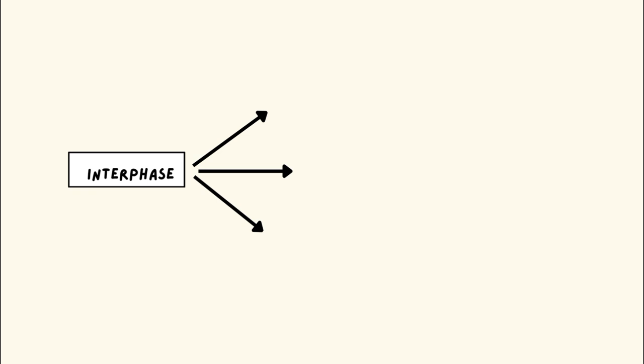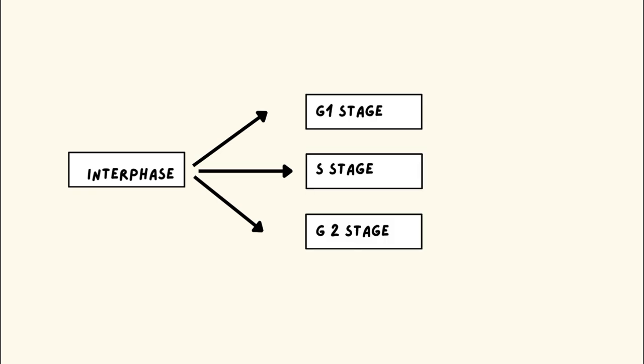Interphase consists of three substages: G1 stage, S stage, and G2 stage. During the G1 stage, the cell grows in size and synthesizes proteins required for cell division. It also checks for any damage to the DNA.